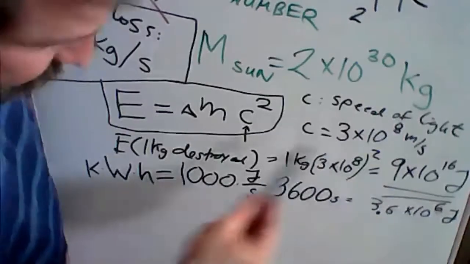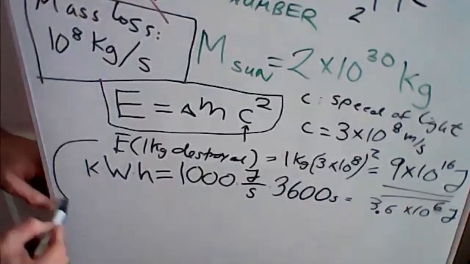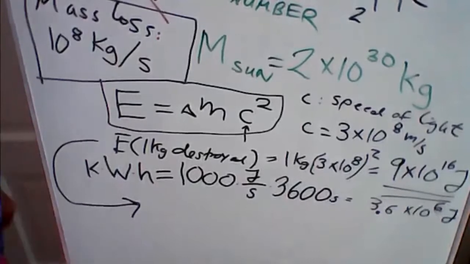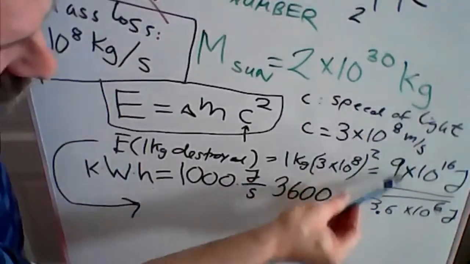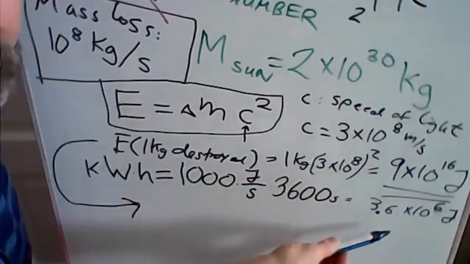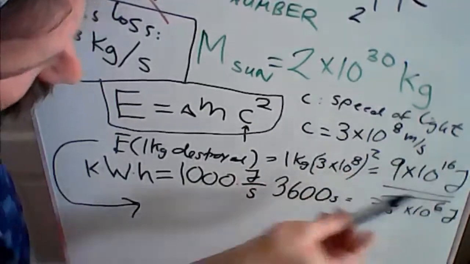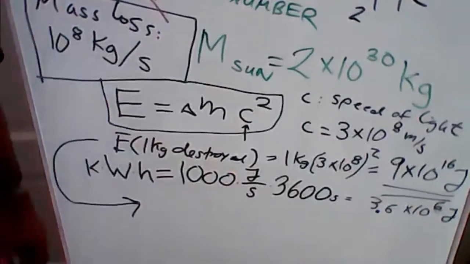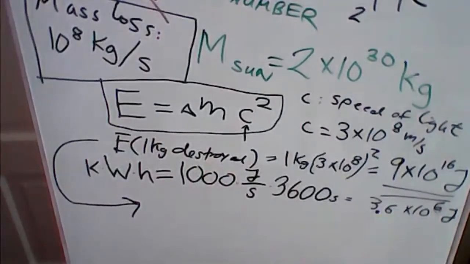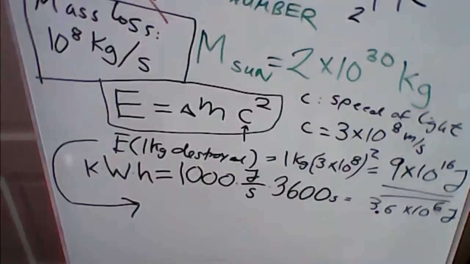1 kilogram destroyed is how many kilowatt hours of energy? Let's figure it out right here. So this number divided by this number is how much? You can use your calculator or your phone to calculate that.